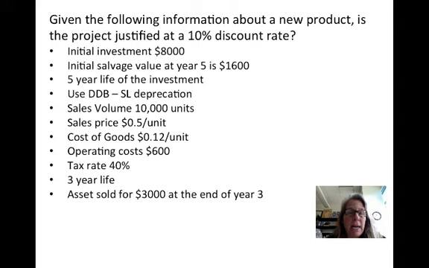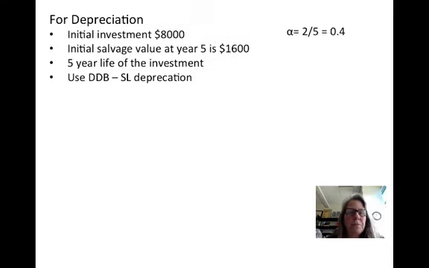And that's how we're going to set up the depreciation, which is for a 5-year life, and we're going to use double declining balance switching to straight line. We also have information about the profit associated with it. We're going to sell 10,000 units. The sales price is going to be 50 cents, and the cost of those units is 12 cents. We also have ongoing operating expense associated with this project of $600, a tax rate of 40%, and we're assuming it's a 3-year life, and it will be sold for $3,000 at the end of the 3-year life.